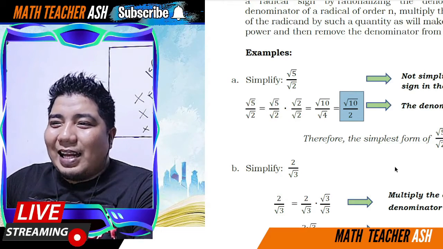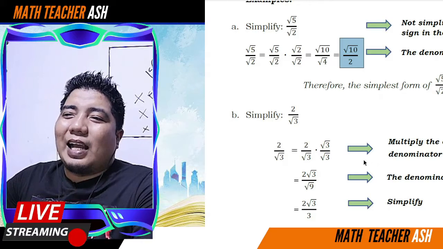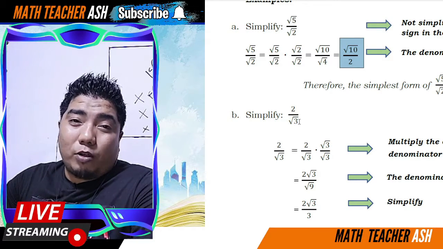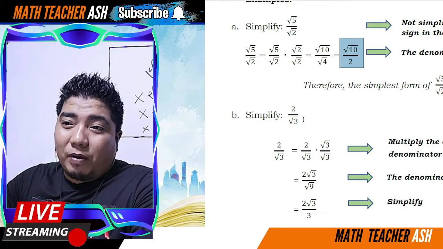Alright, napakadali lang po, my dear math learners. Easy, right? Yes, easy lang talaga. Okay, how about this one? 2 over square root of 3. Of course, this is square root pa rin. So, we need to multiply it to another square root of 3 para maging perfect square.